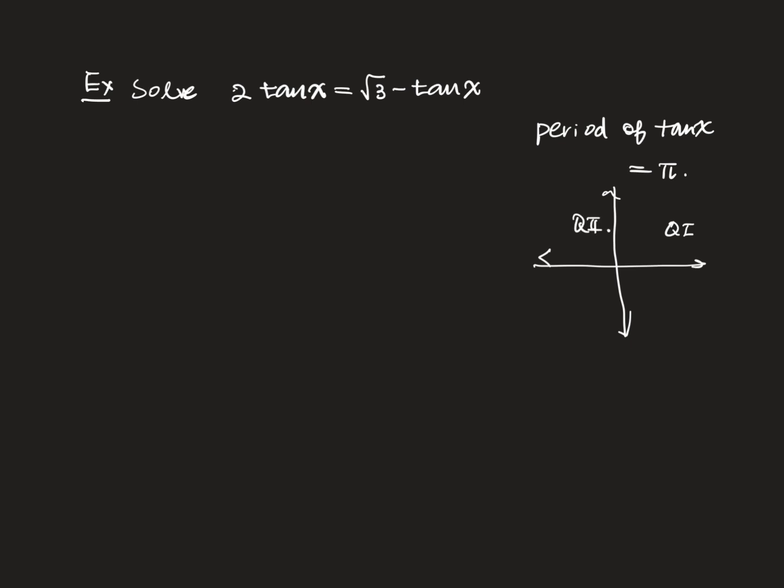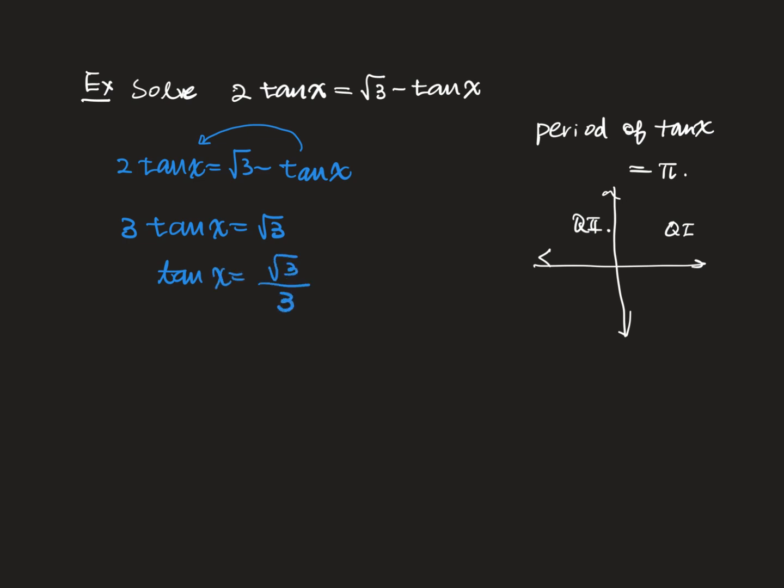Before you find the tangent value, we isolate the tangent here: 2 tangent x minus square root 3 equals minus tangent x. Isolating means moving tangent to the other side. 3 tangent x = square root 3, so tangent x = square root 3 over 3. What is the angle when tangent has that value? x is in quadrant 1 or 2 only. x is pi over 6 in quadrant 1, because in quadrant 2 tangent is negative. That's the first step.